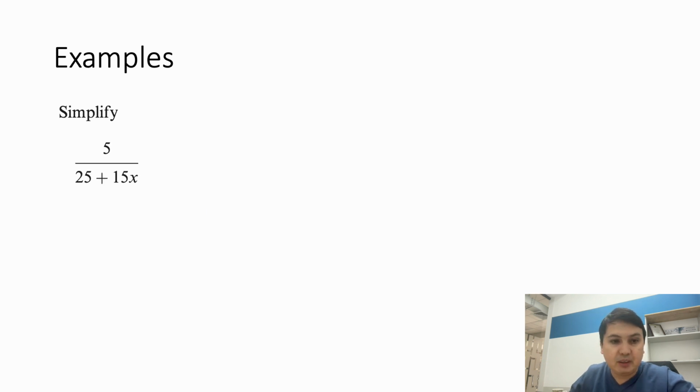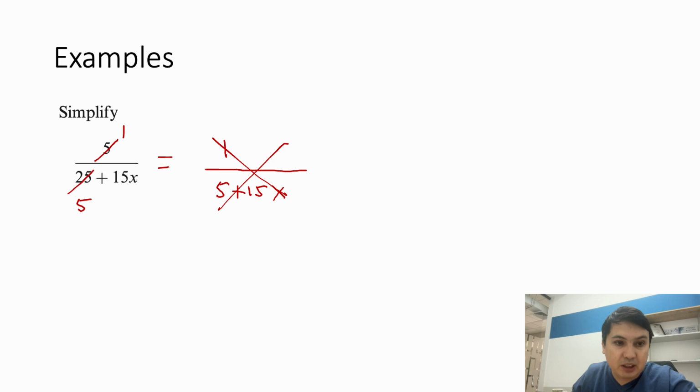Okay. Another example. So I have 5 here, right? Well, I can write it as 1 times 5 if I want to. How about the denominator? Do I have a 5 here? Well, one mistake could be to say, oh yes, I can cancel, here is 1, here it's 5, so I'm left with 1 over 5 plus 15x. No, that's a mistake. You cannot do it. Why? Because here it's an addition. You can cancel out if you have a multiplication, right?